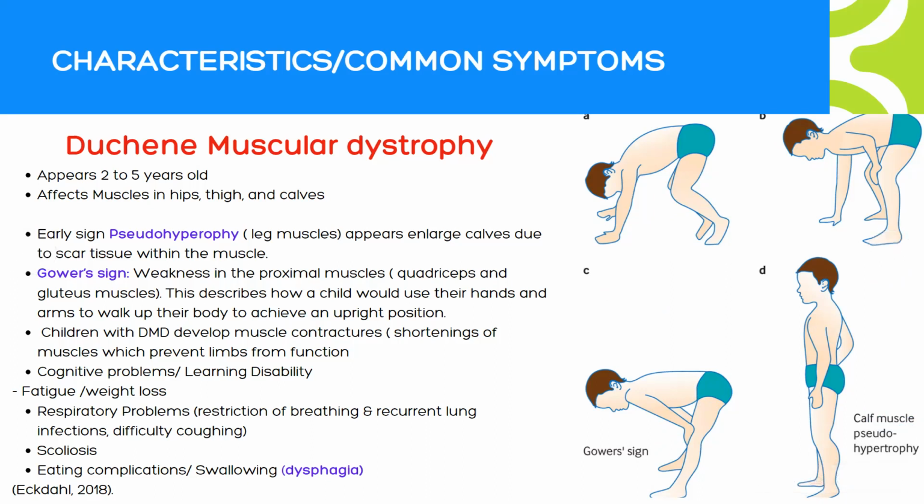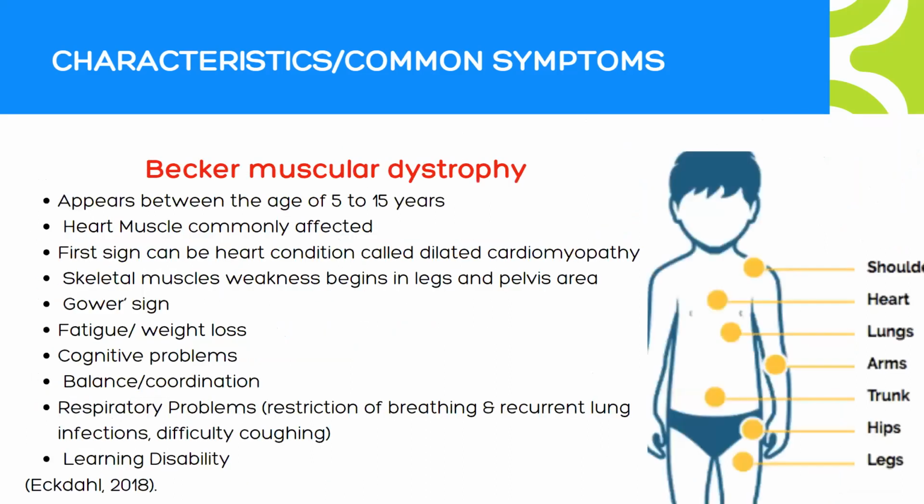Children with DMD develop contractures, so shortening of the muscles, which prevents limbs from functioning. Other common symptoms are cognitive problems, learning disability, fatigue and weight loss, respiratory problems, restriction of breathing, recurrent lung infections, difficulty coughing, scoliosis, and eating and swallowing complications.